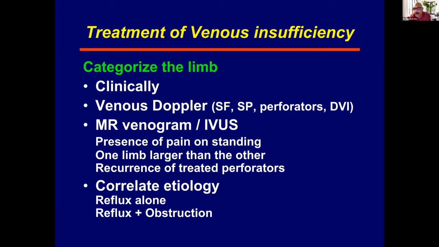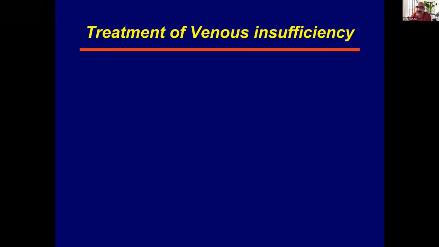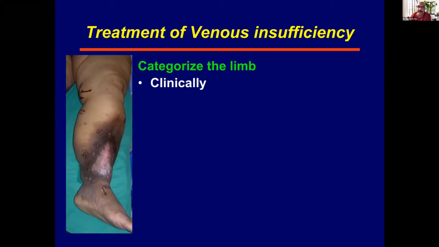So it's important that we correlate the etiology. Is it reflux alone, or is it reflux with obstruction? Because if you have both present, then it's important that we treat the obstruction first, and then the reflux may either get sorted out by itself, or you may have to take care of that. So you categorize the limb clinically.